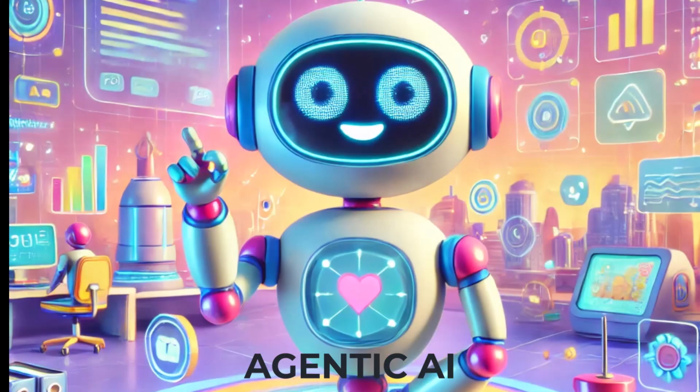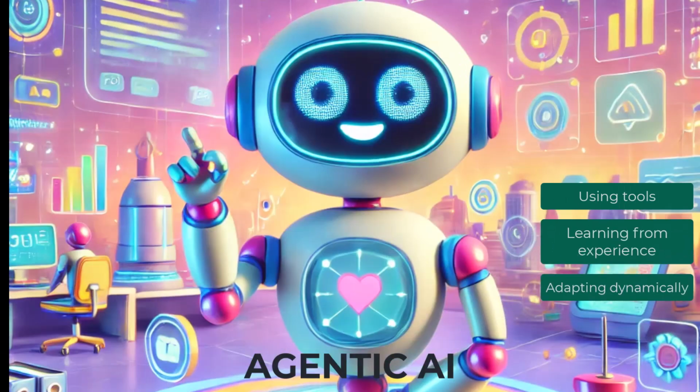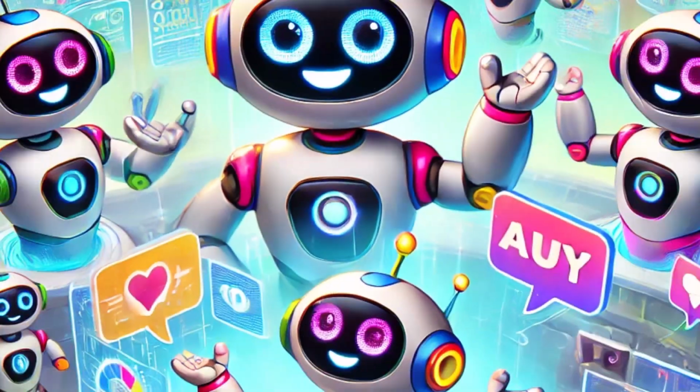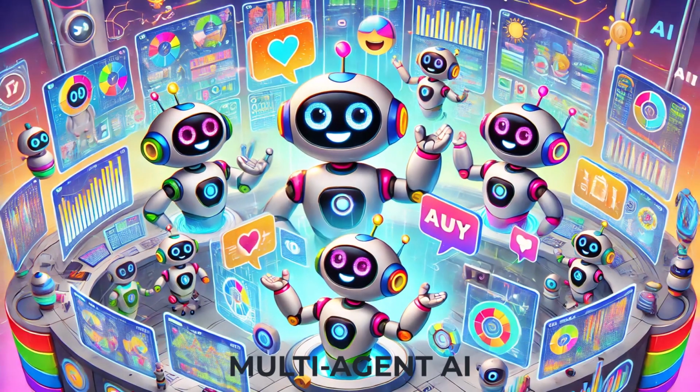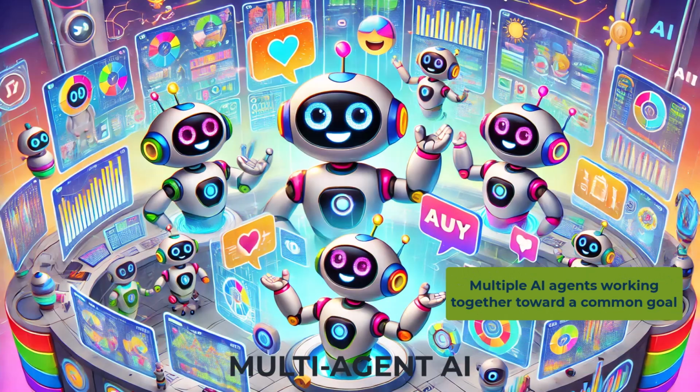You've probably heard the term agentic AI floating around. This refers to AI that acts autonomously, using tools, learning from experience, and adapting dynamically. But today, we're looking at something different, a multi-agent framework. Instead of one AI handling everything, this setup has multiple AI agents working together toward a common goal. Some agents are fully agentic, while others are more limited.